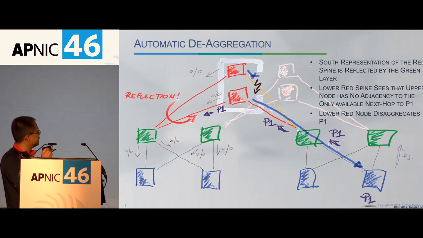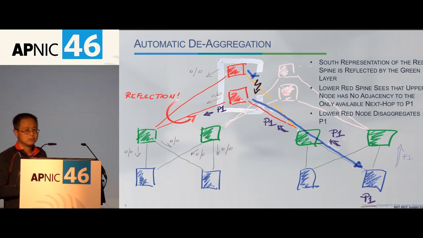Remember that earlier we talked about how the link state is flooded southbound by one hop. In this case, both pink nodes will flood their link states to the green nodes, and each green node will reflect them to the other pink node, one hop. Now, the two pink nodes know about each other's link states. So if you look at this bottom pink node, it realizes that it can reach P1 through this node here. And it also knows that the top pink node does not have a connection to the next hop for P1. In that case, it knows that it needs to distribute that prefix P1 to the two green nodes.